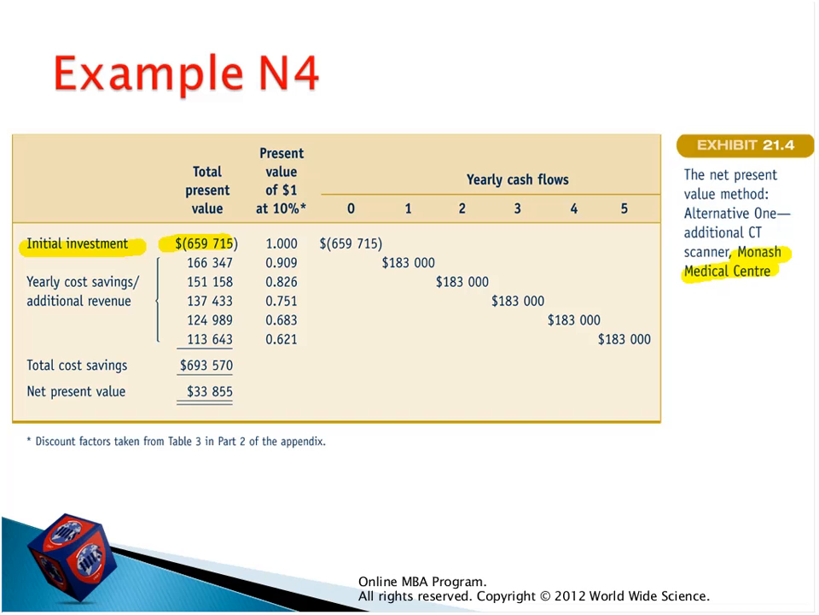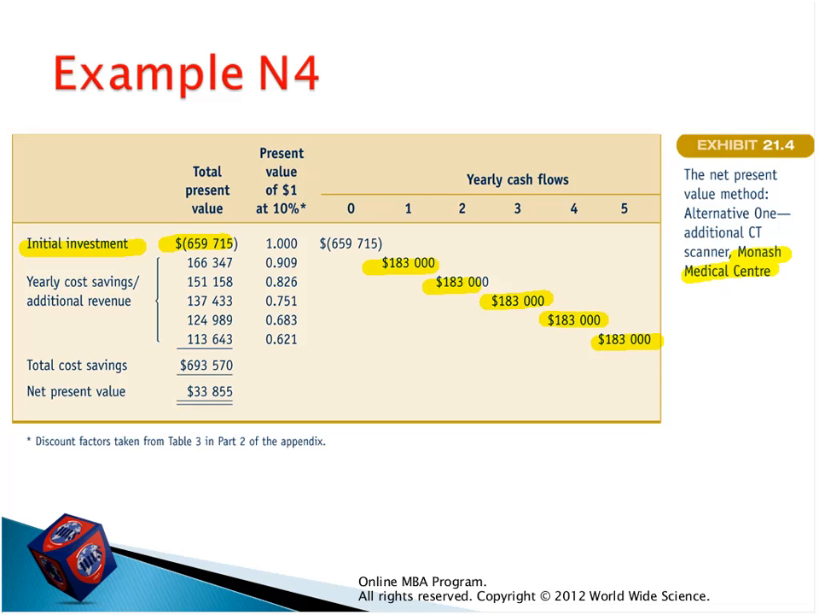Then we have some revenues, cash flows over the 5 years. Here we have the first year, we receive 183,000, and over the 5 years it is the same amount of revenues, right? You can see that we receive the same cash profits over the 5 years. And here is to find the present values.